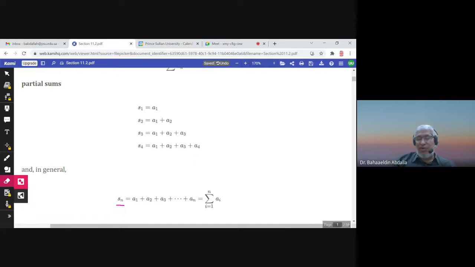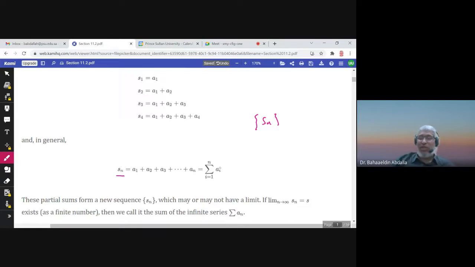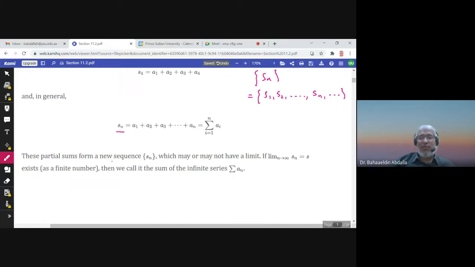So this is a sequence. We call it the sequence of partial sums. And we can talk about the sequence of partial sums. This sequence consists of S1, S2, Sn, and so on. It is an infinite sequence. So this is the sequence of partial sums. This sequence could be convergent or divergent.